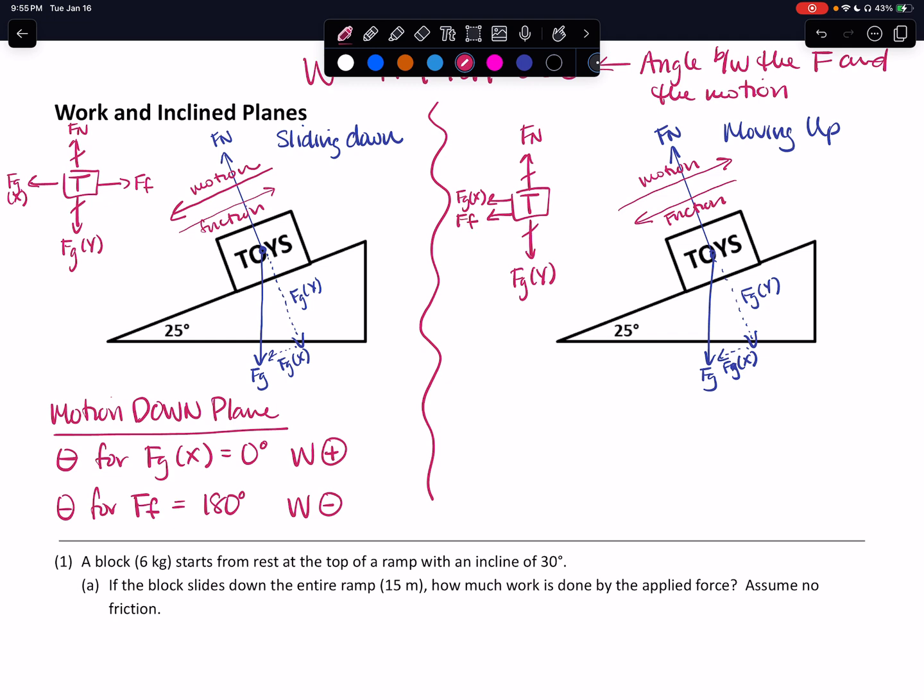Also to the left side along with FGX. So you can see the difference between my two free body force diagrams. All right, and that's going to influence the sign of work for these.